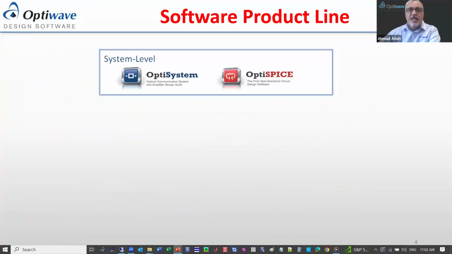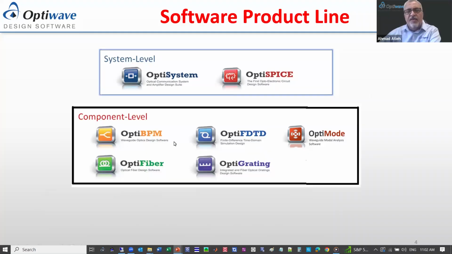The product line of Optiwave is in three categories. One is the system level, including OptiSystem software. We are talking about OptiSystem today. And then the other software, which is an optoelectronic software. You can simulate optoelectronic circuits in the same layout, which is OptiSpice.